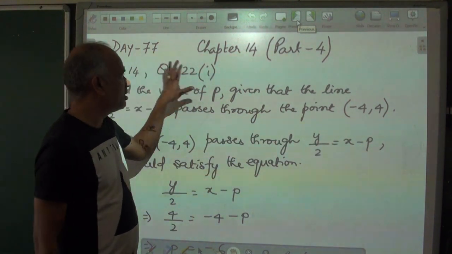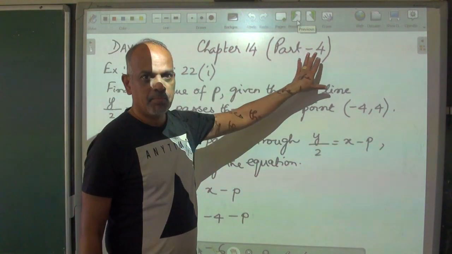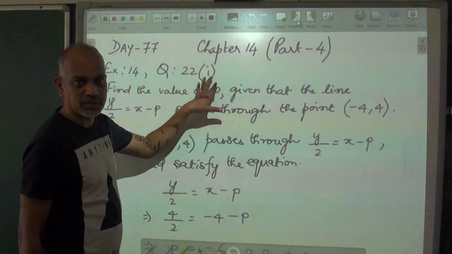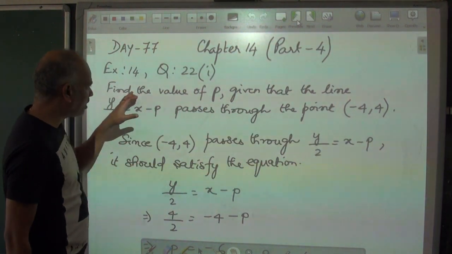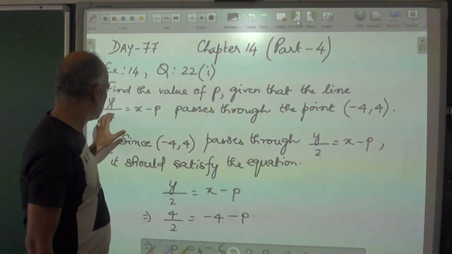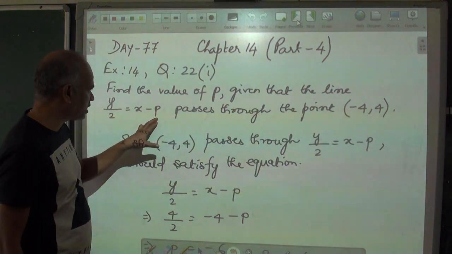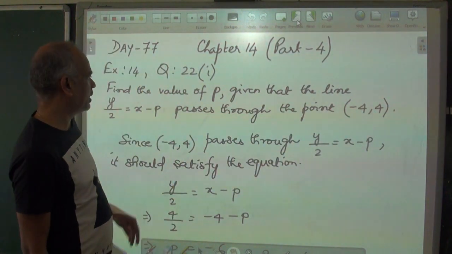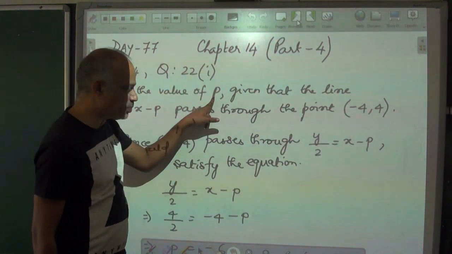This is day 77, chapter 14, part 4. Exercise 14, question number 22, subdivision 1. Find the value of p given that the line y by 2 is equal to x minus p passes through the point minus 4, 4. The question is find the value of p.